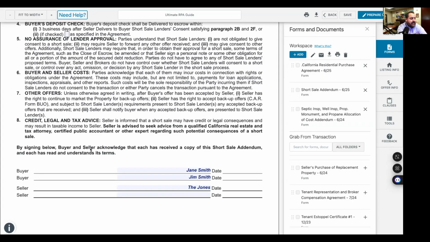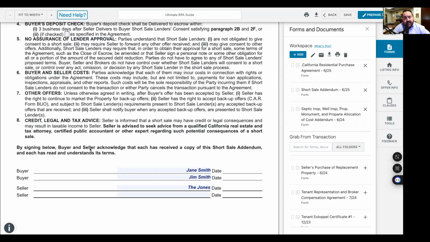The credit, legal, and tax advice. Sellers informed that a short sale may have credit or legal consequences that may result in taxable income to seller. Seller is advised to seek advice from qualified California real estate and tax attorney, certified public accountant, or other expert regarding the potential consequences of a short sale. And you've got to kind of drive that point home with the seller, because not always is there going to be a tax consequence, but there could be for forgiven debt. So you have to keep that in mind.